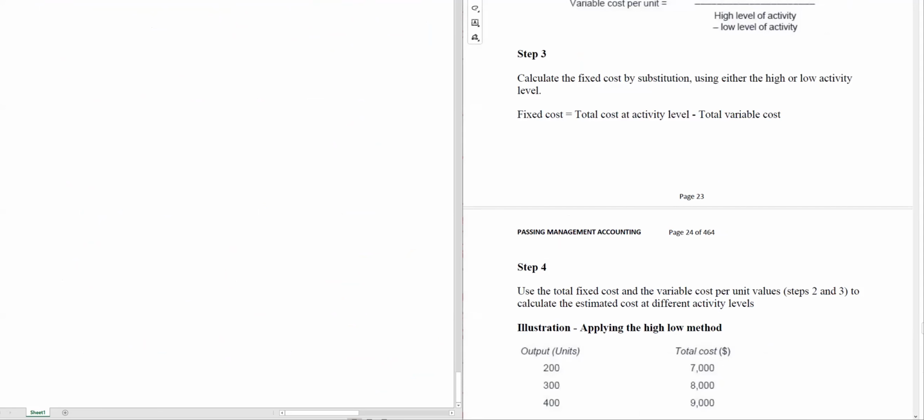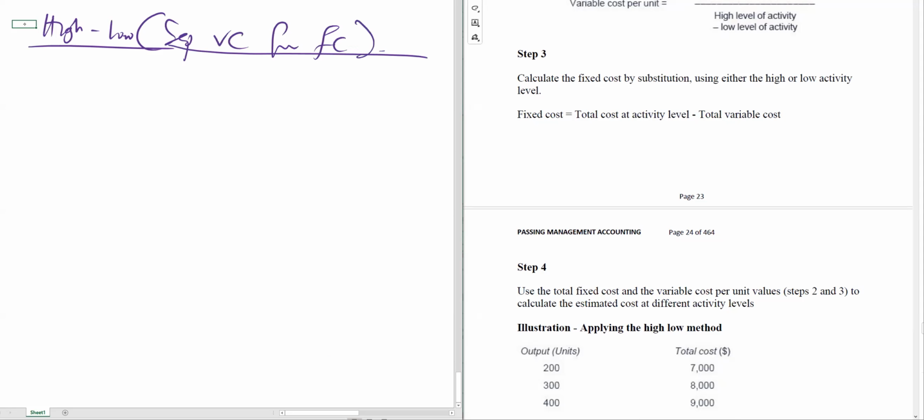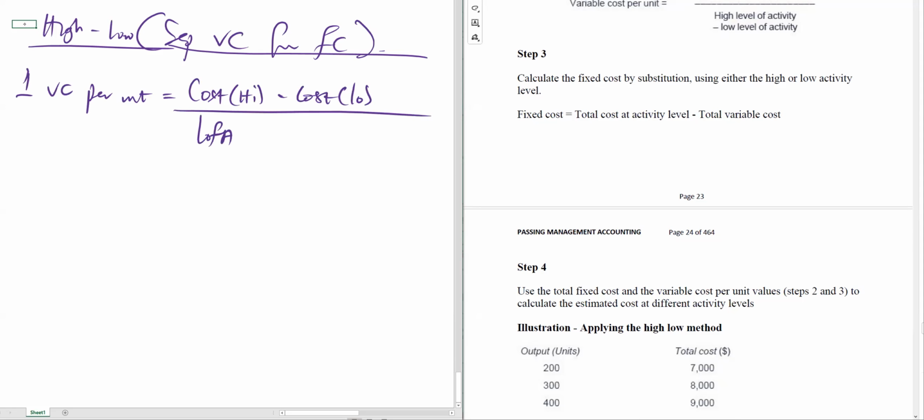Yes, sir. What's the highest level of activity? So using high-low, what's the first thing we need to do? High-low is for separating what? Variable cost from fixed cost, right? So the first step is to get our variable cost per what? Per unit. We get it by taking the cost at the high level minus the cost at the low level, all over the high level of activity minus the low level of activity.